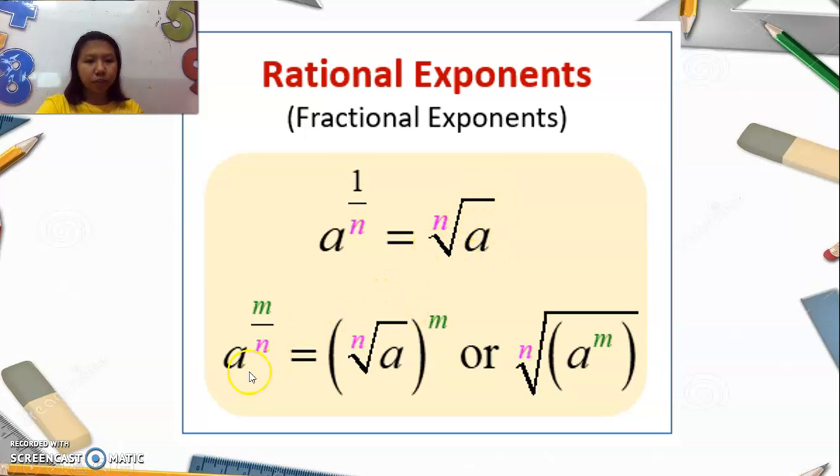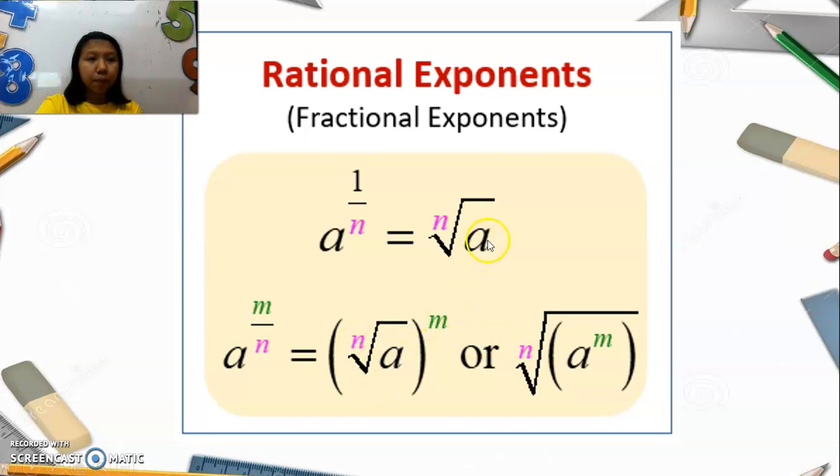And then for example, next one we have here a raised to m over n. So we can write it as the nth root of a raised to m, or we can say the nth root of a raised to m with these parentheses.